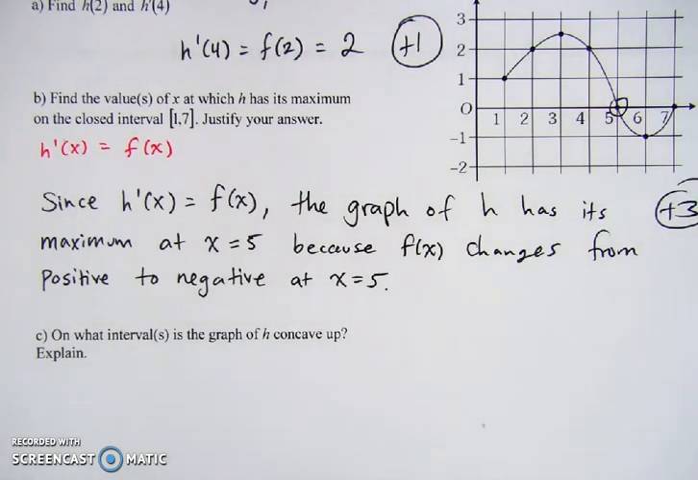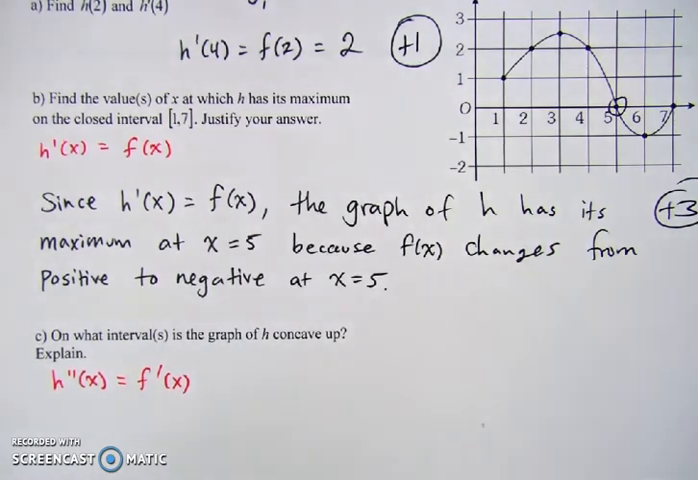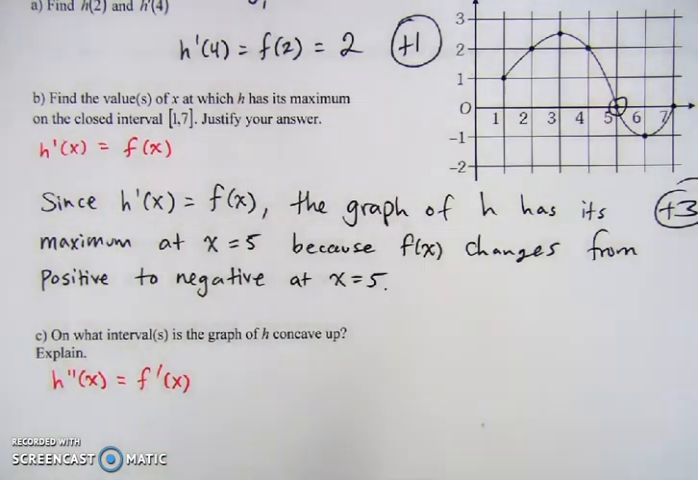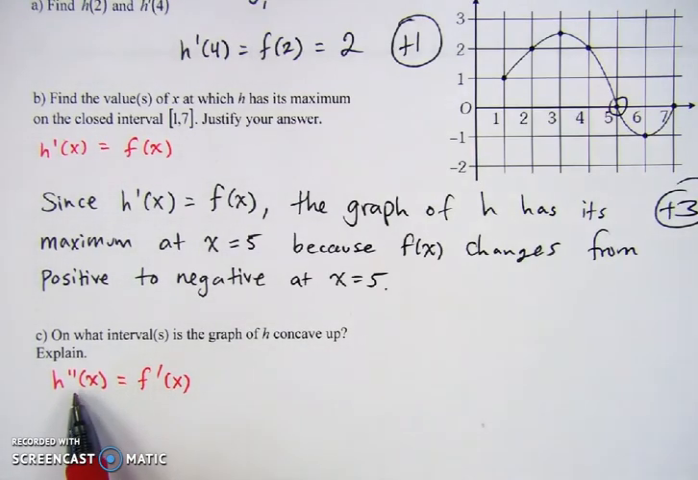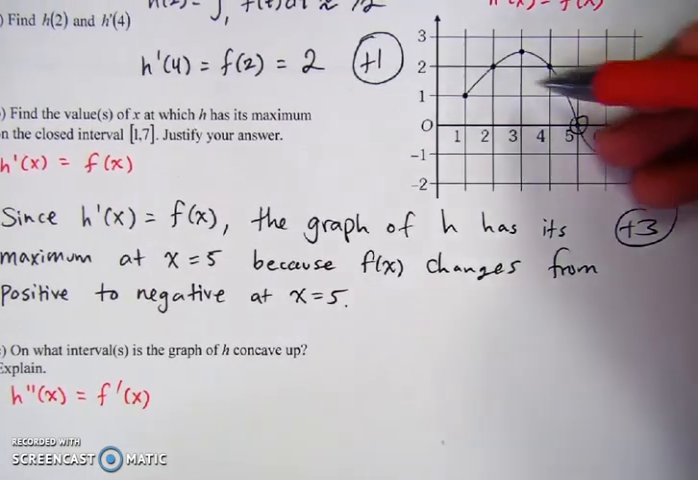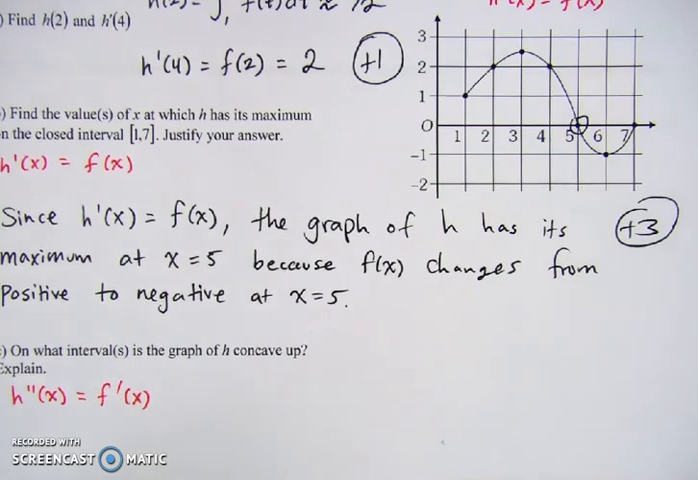Now for part C, you want to see where h is concave up. So if we're looking for concavity, we're using the second derivative. So h double prime of x is equivalent to f prime of x. Now we want to see where h double prime is positive, because it's concave up. Well, h double prime being positive is the equivalent of f prime being positive. So here we can look at the graph of f and see where we have a positive slope.